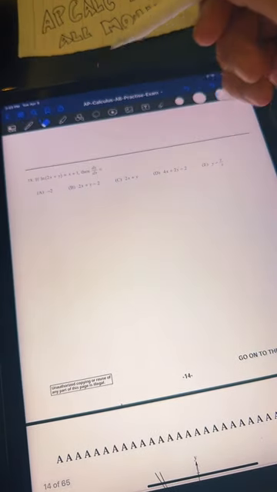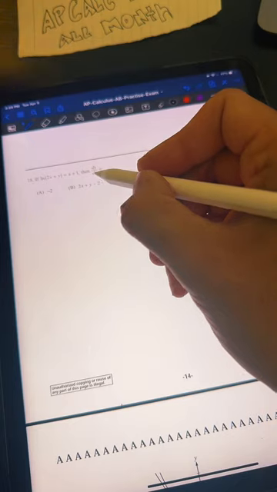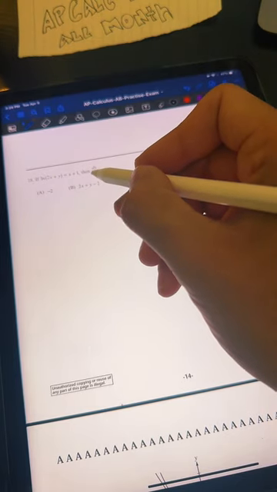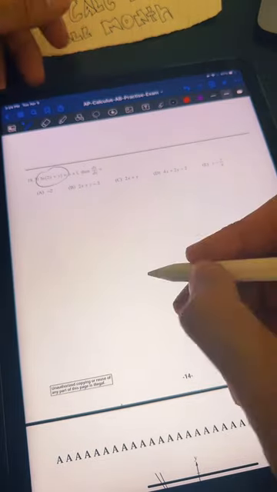We got this. The next question: if the natural log of 2x plus y is equal to x plus 1, then find the derivative. Implicit differentiation. Y'all knew it wasn't going to go away. Okay, so here we go.